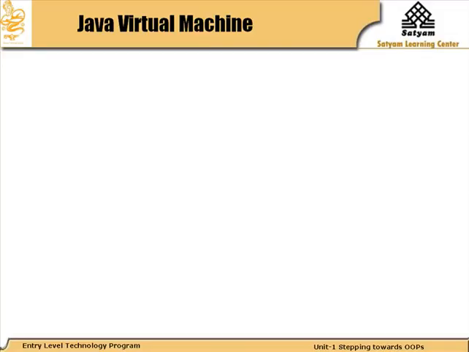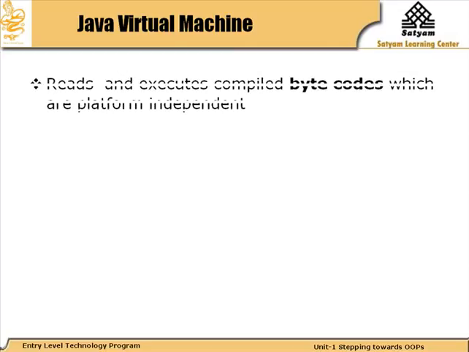Now let's talk a little more about JVM. JVM, or Java Virtual Machine, reads and executes compiled bytecodes, which are platform independent. You might be thinking what bytecodes are. The compiled Java codes are called bytecodes.